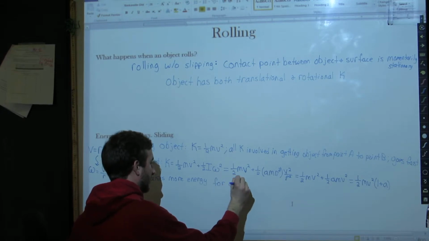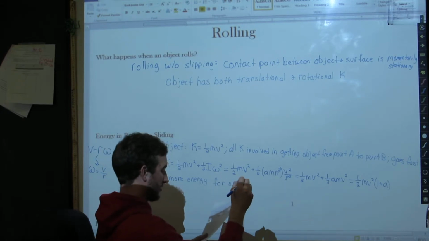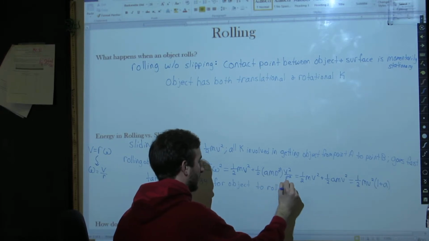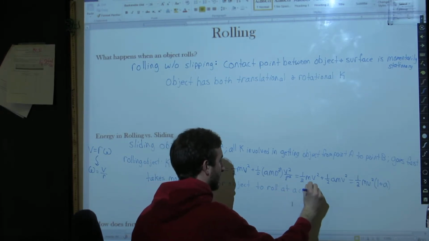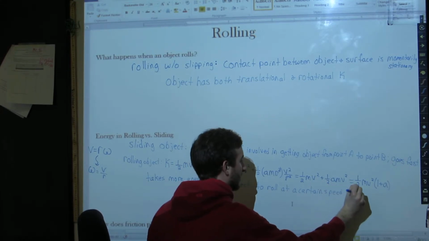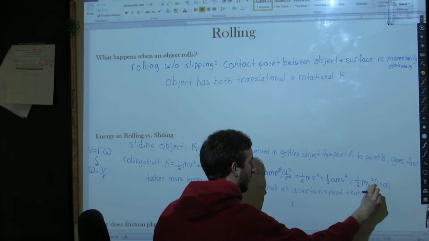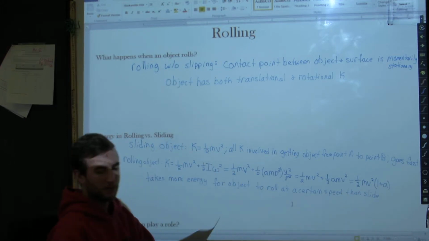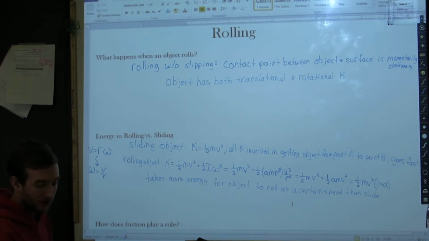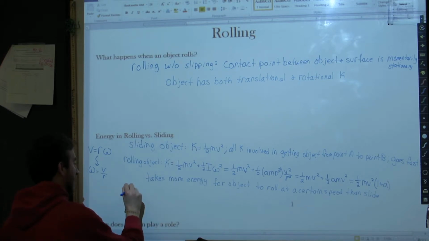So it takes more energy for an object to roll at a certain speed than to slide. If it's rolling at a certain speed, it will have more kinetic energy than if it was sliding at the same speed. What this also means is kind of the opposite.